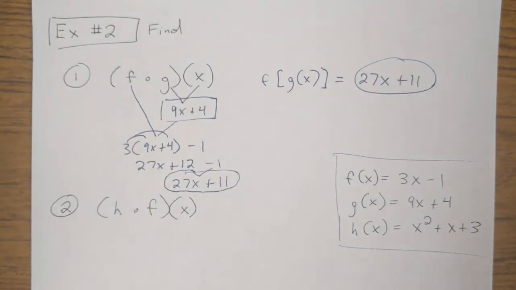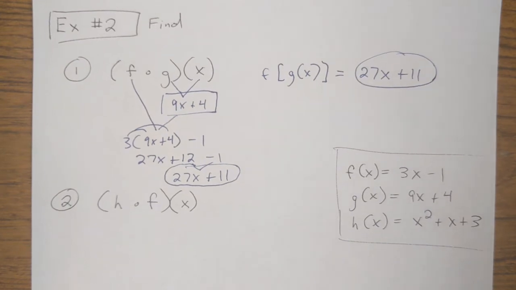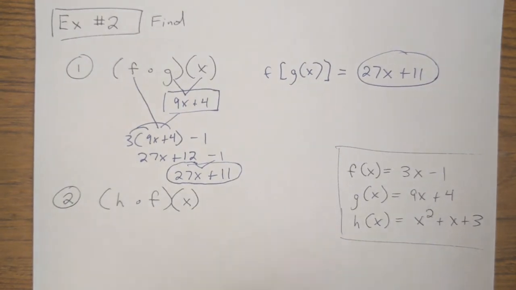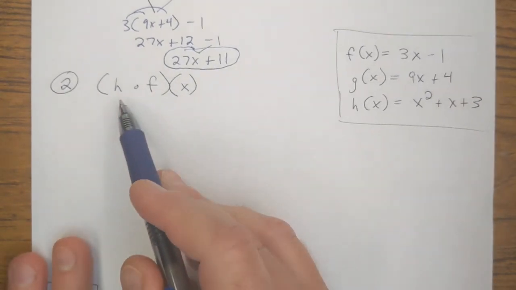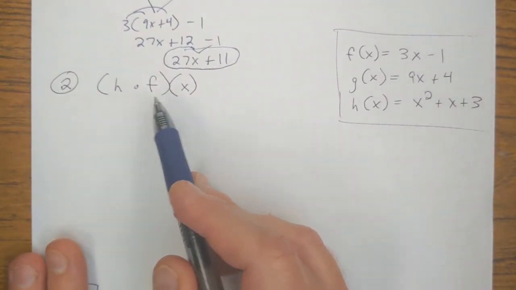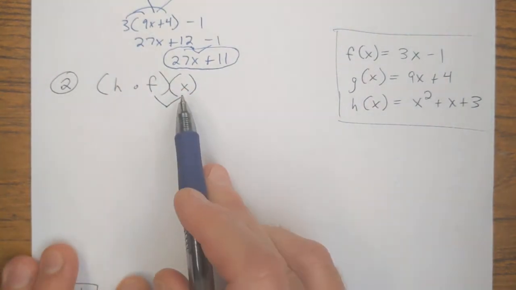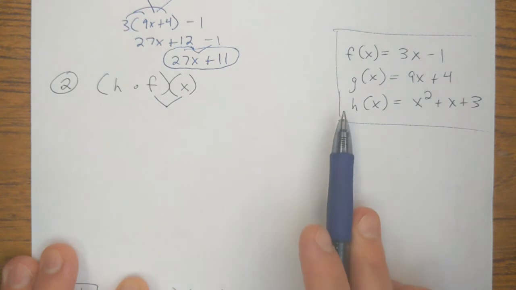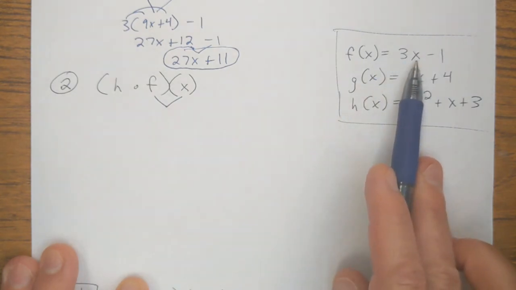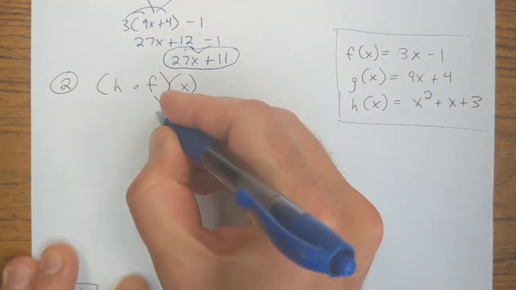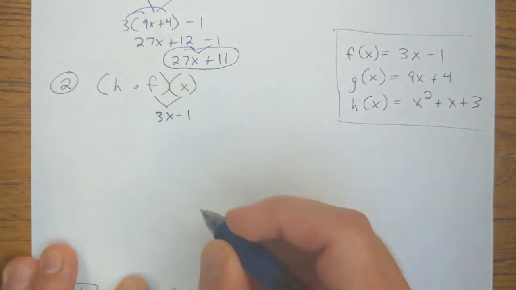Now you will find in these examples there is some tricky simplification skills you are going to need. Let's look at our second problem in example 2. Find h, I'm going to read it as find h of f of x. First step's going to be very easy. We need to take this input of x and plug it into f. If I take this x away and replace it with x, nothing's going to change. I have 3x minus 1.